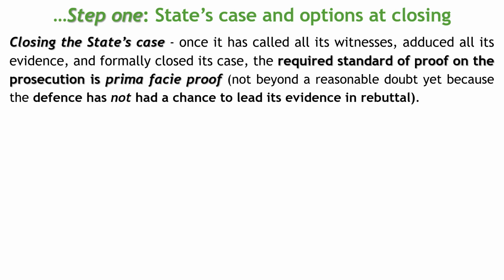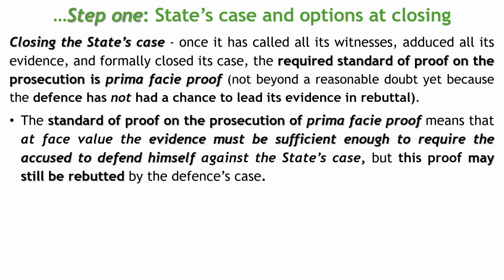Now, this means that at the end of the state's case, when the state has closed its case, the standard of proof that is expected of the state's case is prima facie proof. So not at this stage reasonable doubt, but at this stage the prosecution must have substantiated its allegations by way of prima facie proof. Now, what do we mean with this?